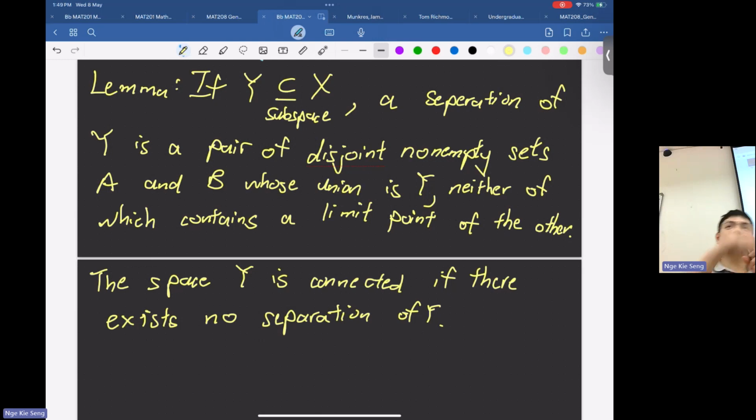And then try to test it on intervals, because we know that an interval is connected. We haven't proved it, but you can try, using this criterion. Check. We will talk more.